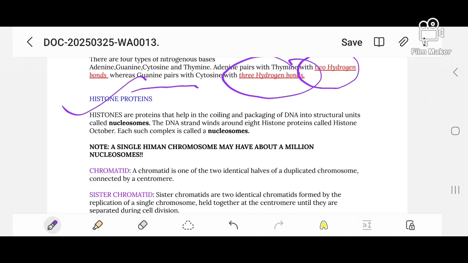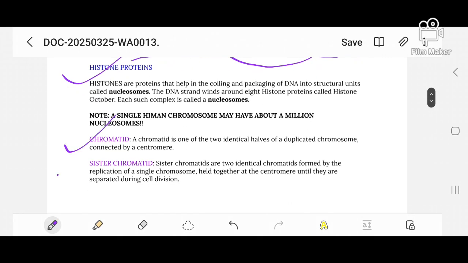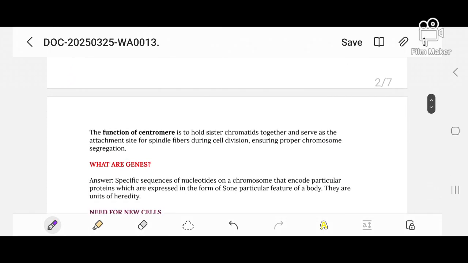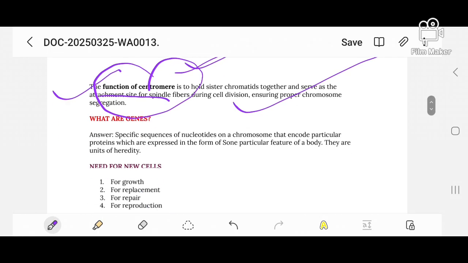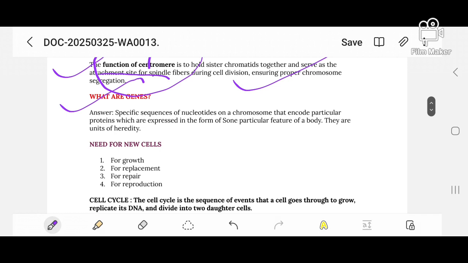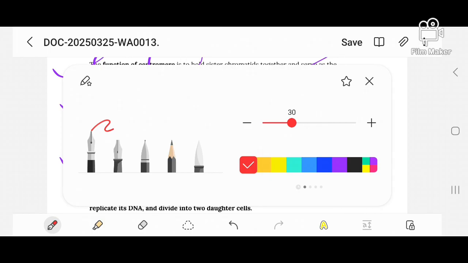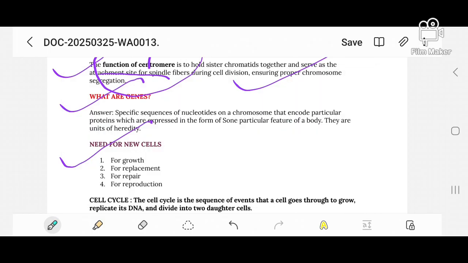Histone proteins, the definition of chromatid, which is a sister chromatid. You have to know the function of the centromere: to hold the sister chromatids, to attach the sister chromatids, to make them attached. That is the function of the centromere. You have to learn it by heart. What are genes? Definitions will come. Need for mitosis, only names. Explanation not required.